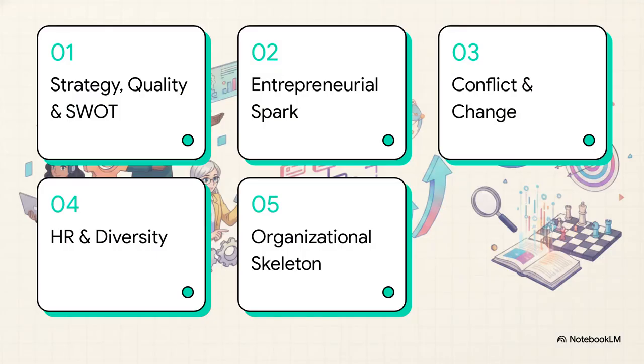All right, here's our visual syllabus for today. We're going to fly through 5 key areas: strategy and quality, the entrepreneurial spark, navigating conflict, HR and diversity, and finally, the organizational skeleton. Let's get to it!